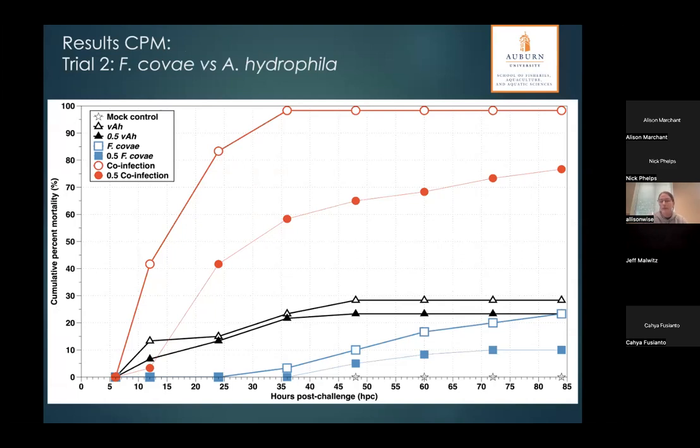And so for our CPM data for trial 2, it turned out a lot better. As you can see, the co-infected groups greatly increased mortality. Even at a half dose, the co-infected groups had a lot more mortality compared to the full dose of each single pathogen. So here we can make conclusions and say that F-CoV co-infections can increase mortality substantially compared to single infections with F-CoV and virulent Aeromonas hydrophila.